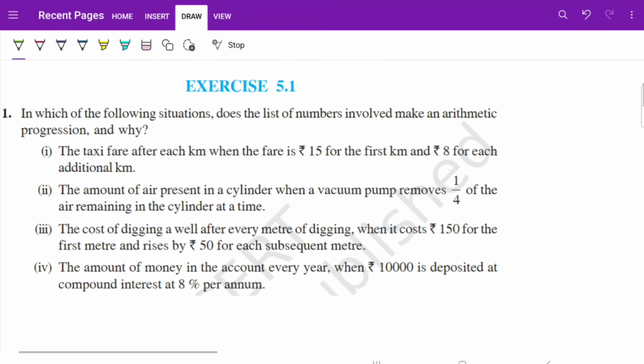Now we have here the first question, exercise 5.1. In which of the following situations does the list of numbers involved make an arithmetic progression? So we have to find whether the given situations, the 4 situations given here as 4 bits, form arithmetic progressions or not.